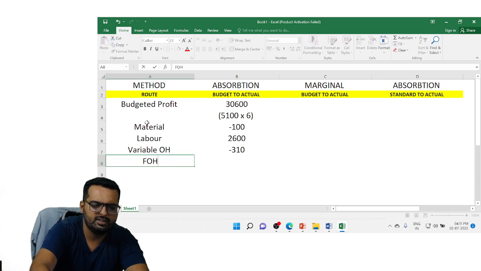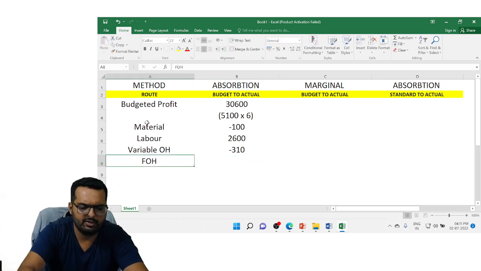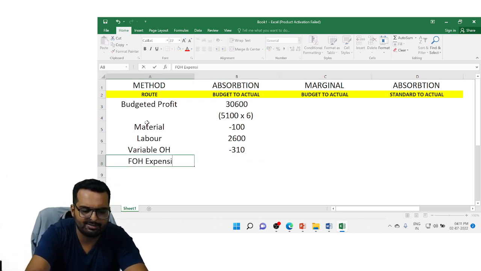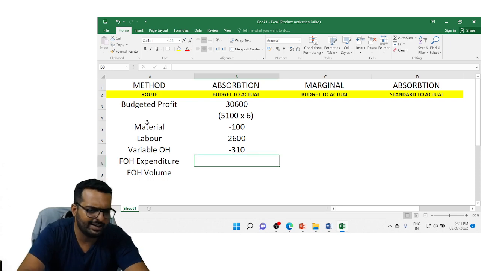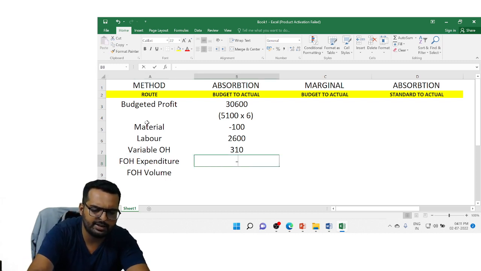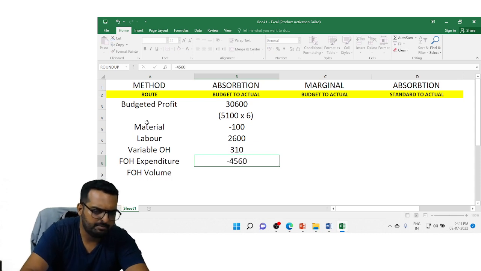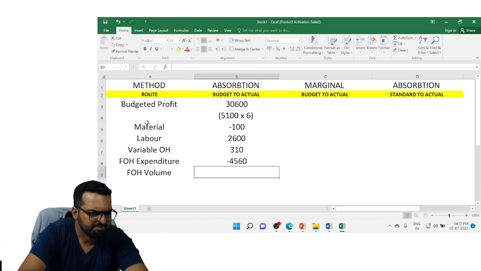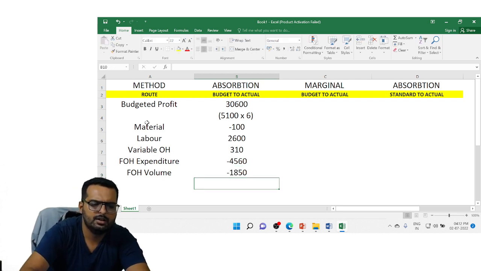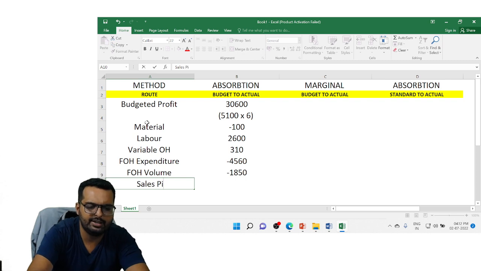What about fixed overhead? We'll do one thing, we'll break up fixed overhead into two parts. One, I'll put expenditure. And the other one, I'll put FOH volume. Why, I'll tell you later. Okay, how much is fixed overhead expenditure? Is it plus? This one is plus 310, is it? Okay. What about expenditure? 4560 plus or minus? Minus, right? What about volume? 1850 minus.